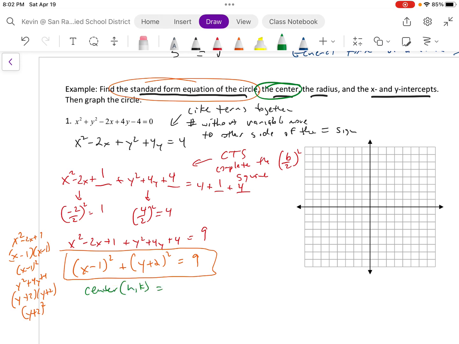Next, it wants to know the center. Well, the center is h, k. So that's going to be 1 and negative 2. Don't make the mistake of saying negative 1 and 2. It's 1 and negative 2 because it's x minus h and y minus k. All right?